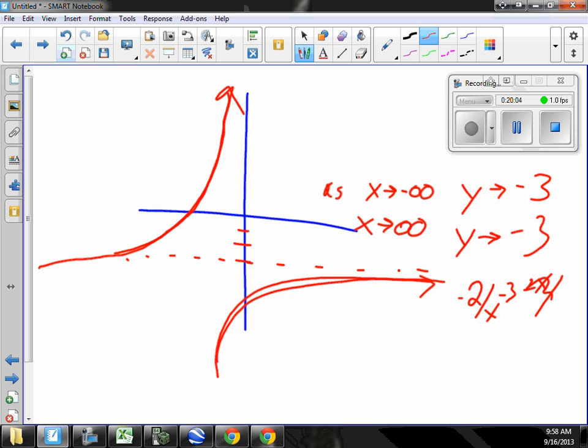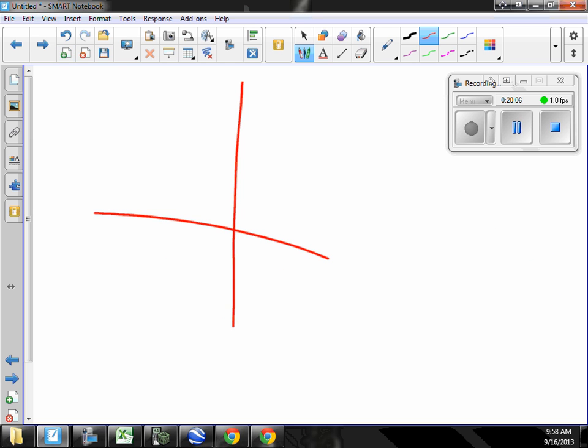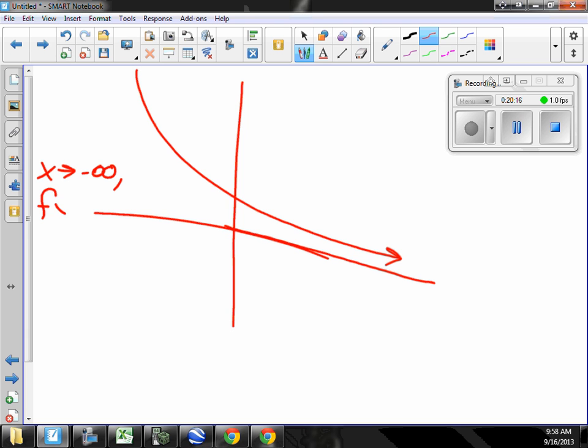Okay, what if I had this graph? As x approaches negative infinity, what happens to my f of x? Goes up. So the answer is infinity. But as x approaches infinity, what happens to my f of x? It's approaching the number 0. It's getting closer and closer to y equals 0.